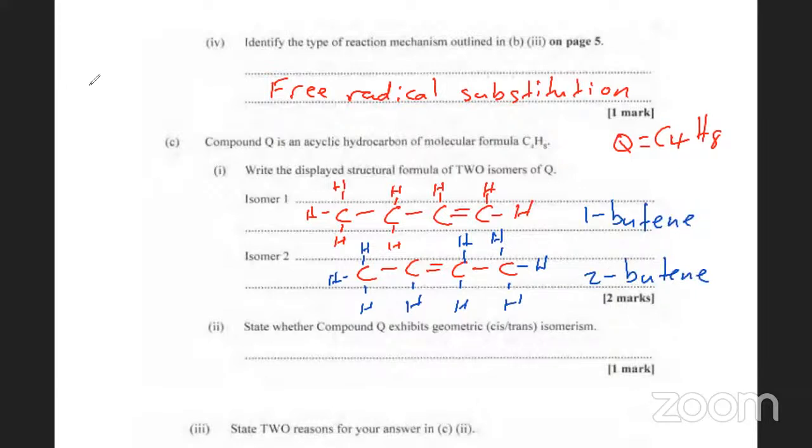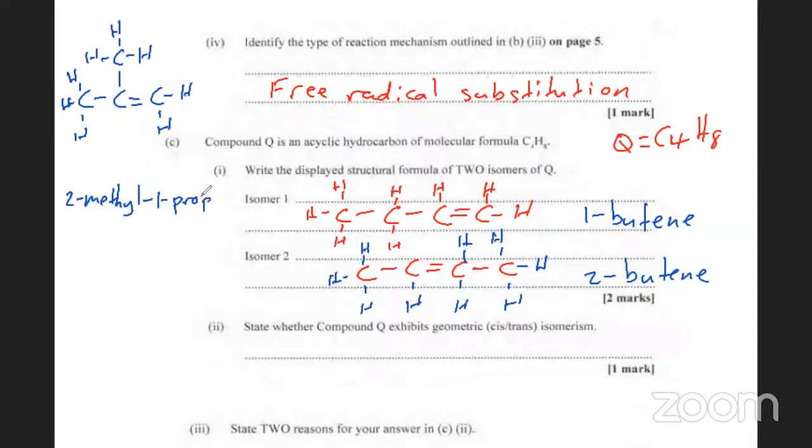There's also another one you could draw as well. And this is 2-methyl-1-propene. So C4H8 has three isomers: 1-butene, 2-butene, and 2-methyl-1-propene.